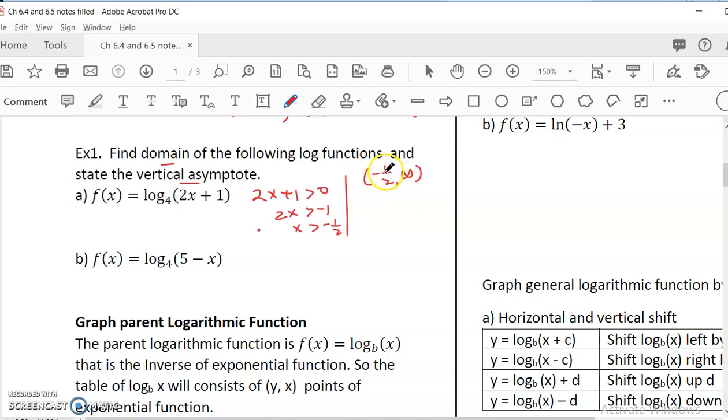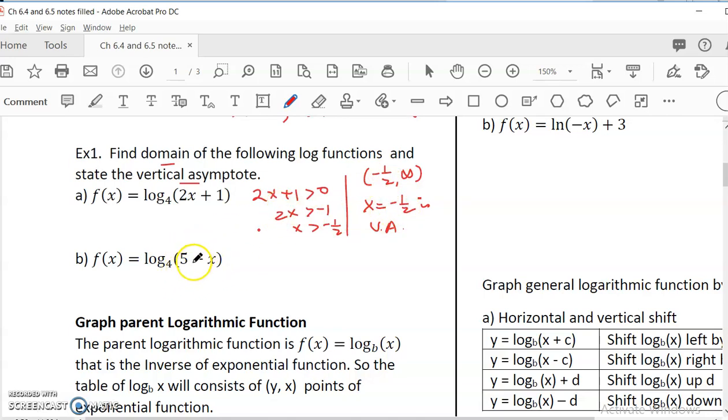What is the leftmost number? It's just at the boundary. The boundary is x equal to -1/2, which is the VA. It's the vertical asymptote. That is like kind of the boundary, approaching -1/2 but never touching -1/2.